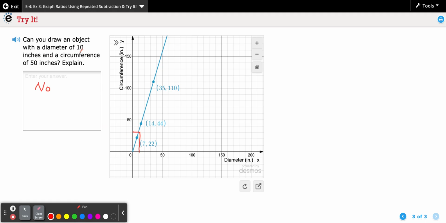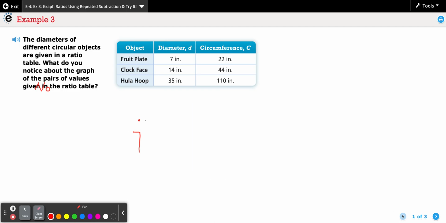That point, 10 comma 50, would live right there, right? And since that is not on our line, it's not a similar shape. In other words, it's not a circle. Because if you hadn't noticed back here, these circles, right? These are all circles.